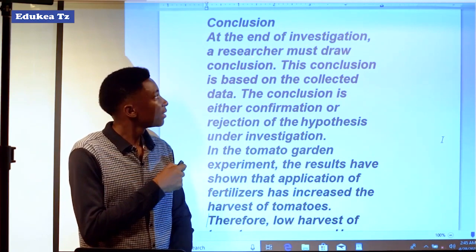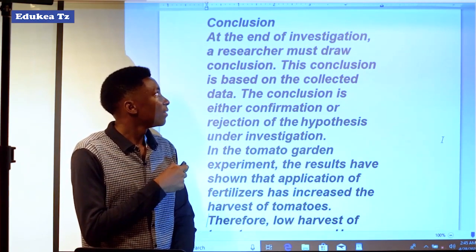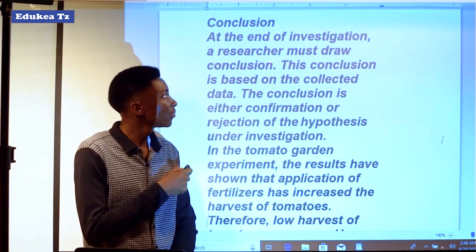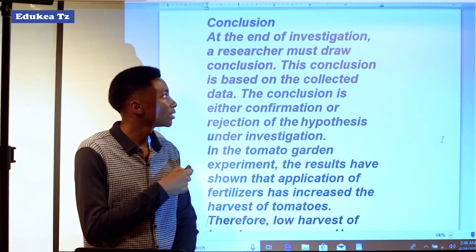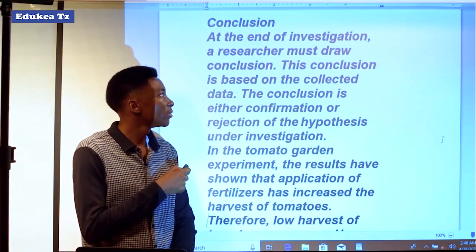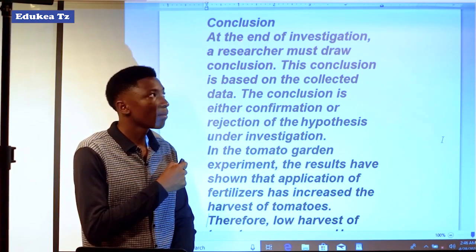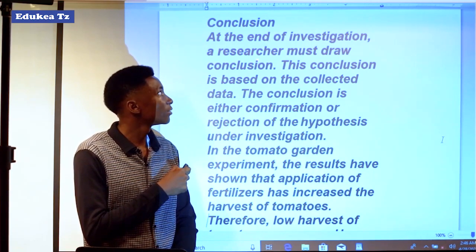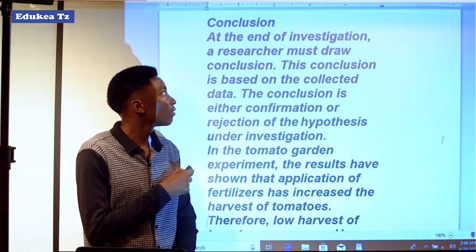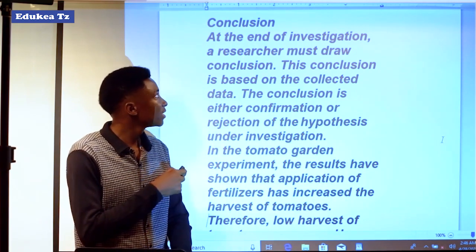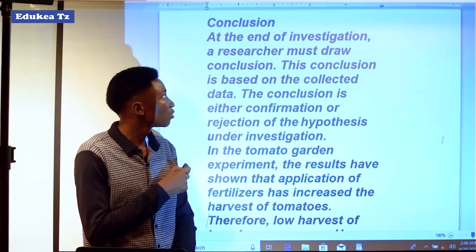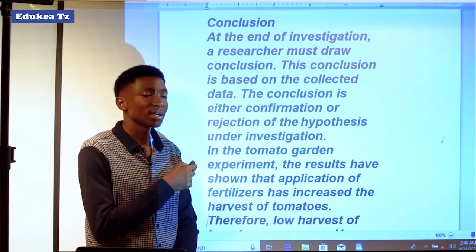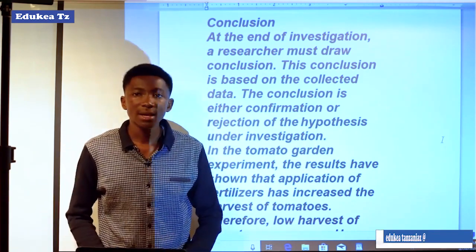After already doing the experiment, after identifying the problem, you come to formulate the hypothesis. Then after doing the experimentation, now you come up to the conclusion. You conclude, meaning you finalize all that you have been researching. So at the end of the investigation, a researcher must draw a conclusion, must conclude and tell what was the end.